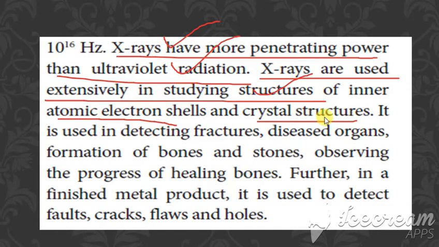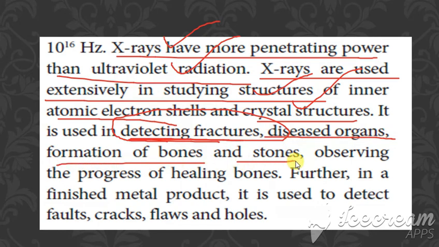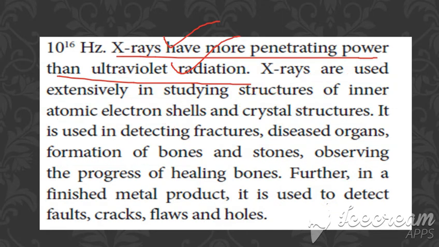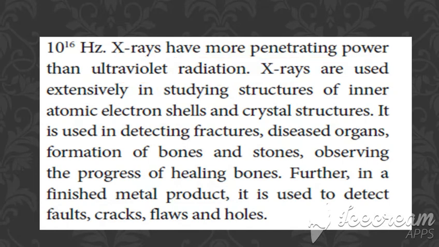So what did we see in visible light? They are used for the molecular structure. Okay, here X-rays are used for studying the crystal structure. Mainly, X-rays are used for what? For detecting fractures and diseased organs, the formation of bones and stones, and also for observing the progress of healing bones. And it is used to finish a metal product. Okay, so these are all the uses of X-rays. X-rays have many uses.